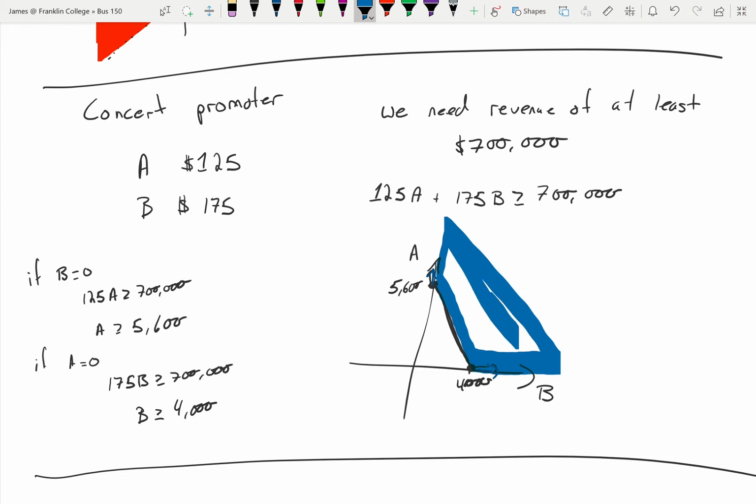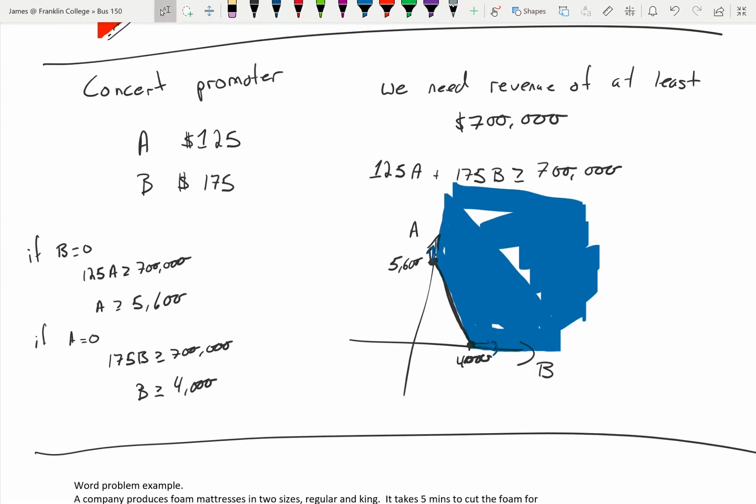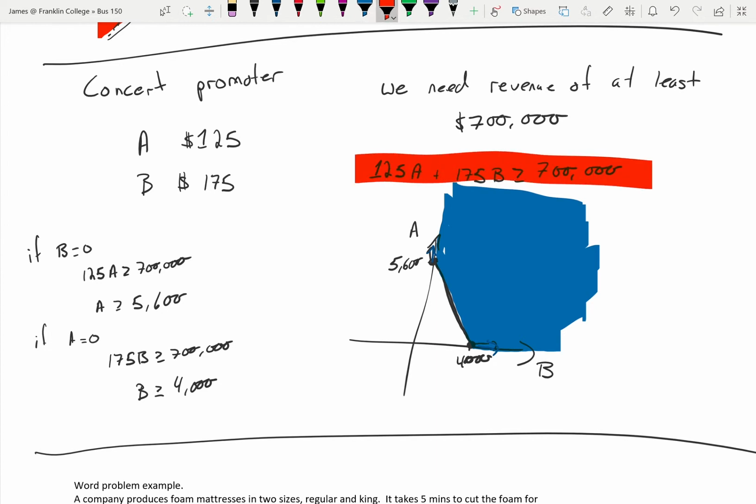Now note, in this example, we've only dealt with the first quadrant of our solution set. We didn't bother graphing across the entire graph. We only dealt with the first quadrant, and that is because we're dealing with a real world example. Note, we can't sell negative B tickets, and we can't sell negative A tickets. We can only sell 0 or a positive number of both types of tickets. So we're only going to be dealing with the first quadrant of our graph.